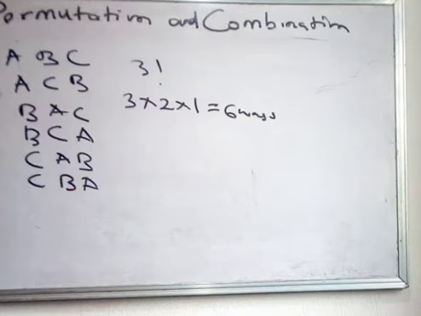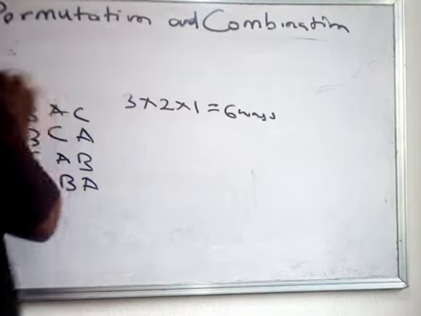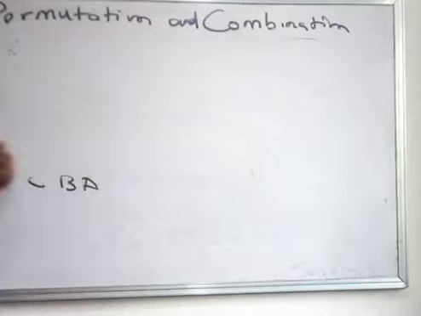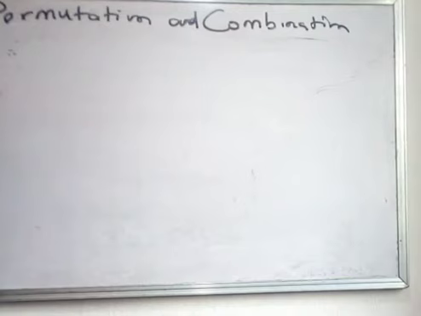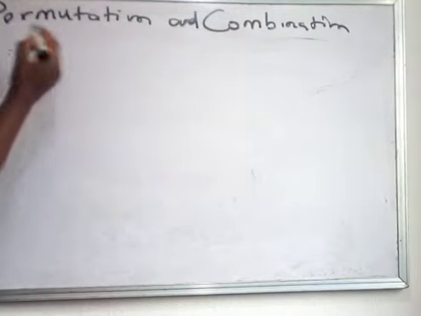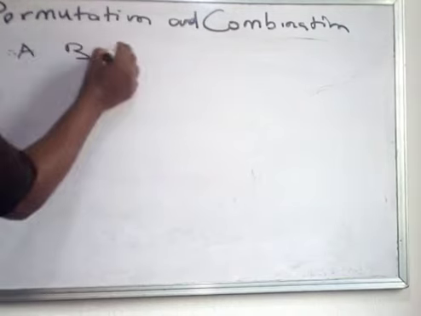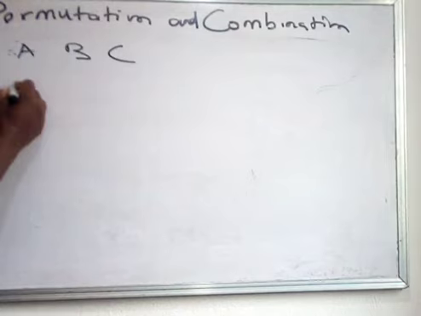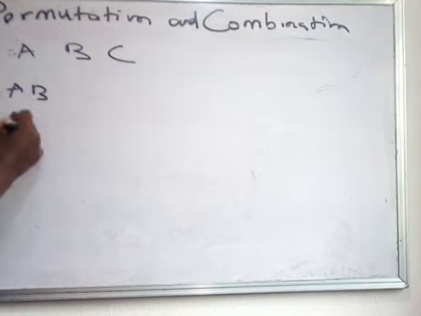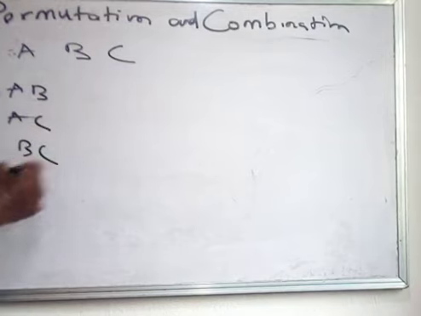Now, however, with combination, the order does not really matter. For instance, you might be asked to choose 2 books out of 3 from a shelf. So what that simply means is, let's use the same A, B, C again, and you're asked to pick 2 books out of 3. How many ways can you really select 2 books out of 3 from here? Of course, we can have AB. We can also have AC. We can also have BC.